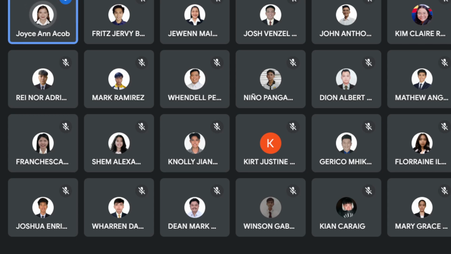And then, ngayon po, tayo po ay mag-groupings. So, magkakaroon tayo ng three members per group. 3 members per group for our laboratory.